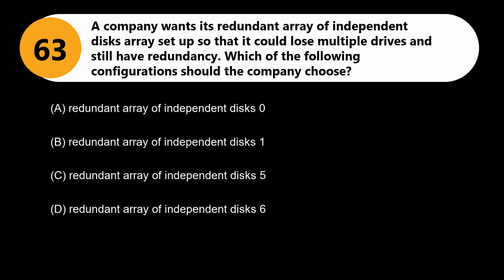Question 63. A company wants its redundant array of independent disks array set up so that it could lose multiple drives and still have redundancy. Which of the following configurations should the company choose? Option A, redundant array of independent disks 0. Option B, redundant array of independent disks 1. Option C, redundant array of independent disks 5. Option D, redundant array of independent disks 6. The correct answer is option D, redundant array of independent disks 6.